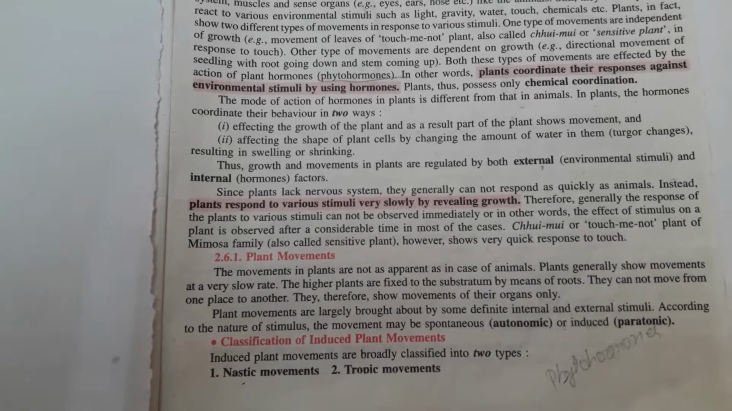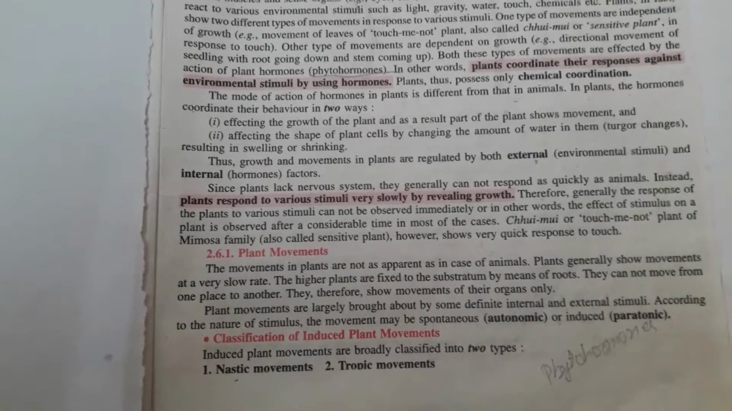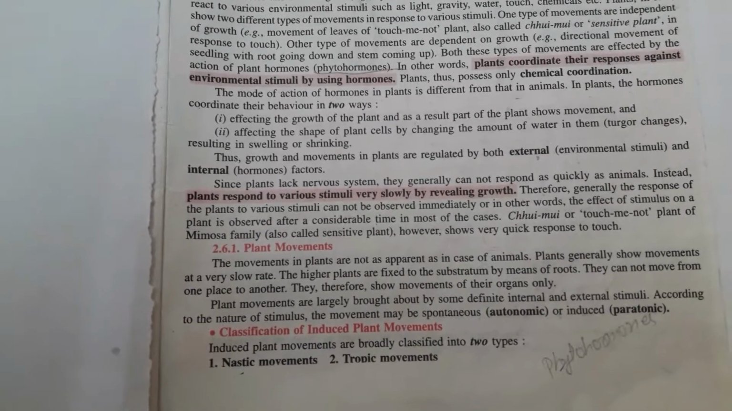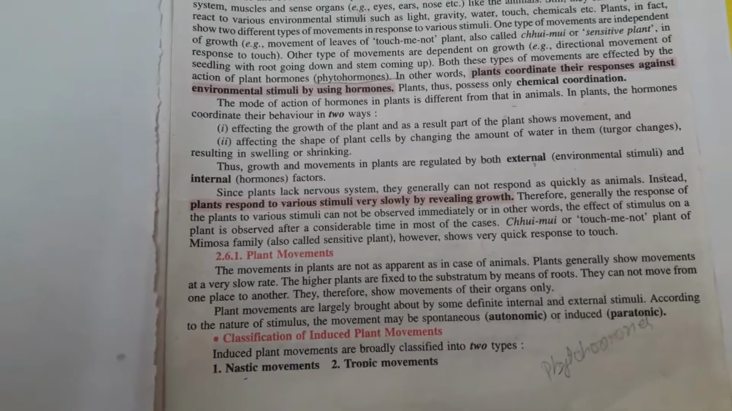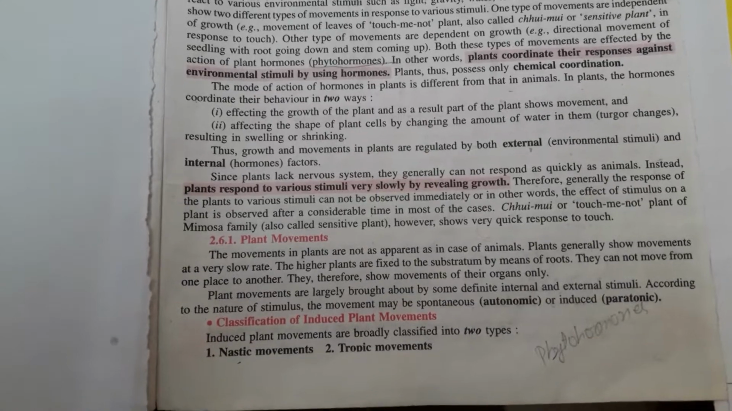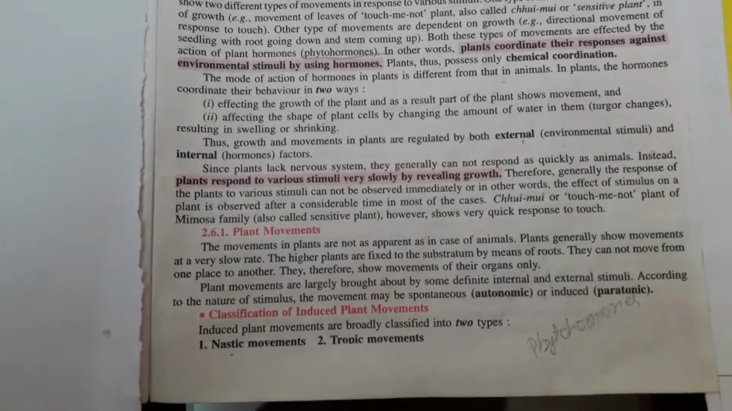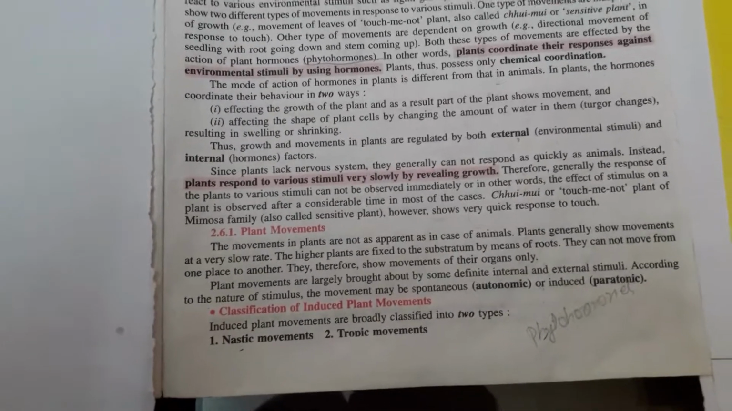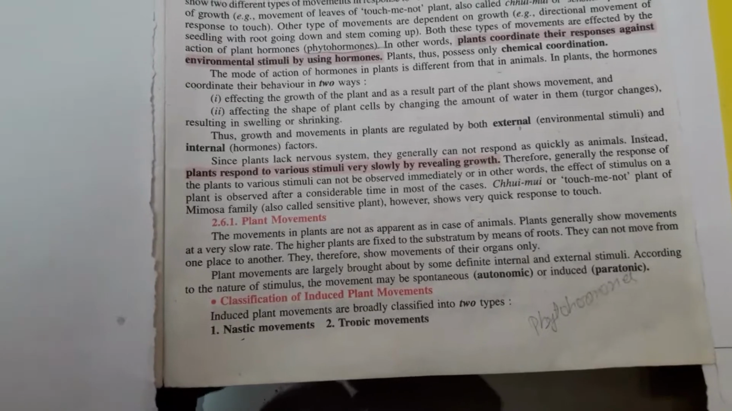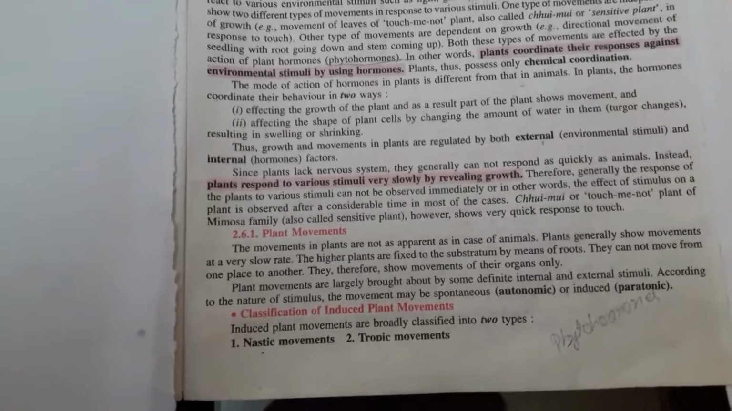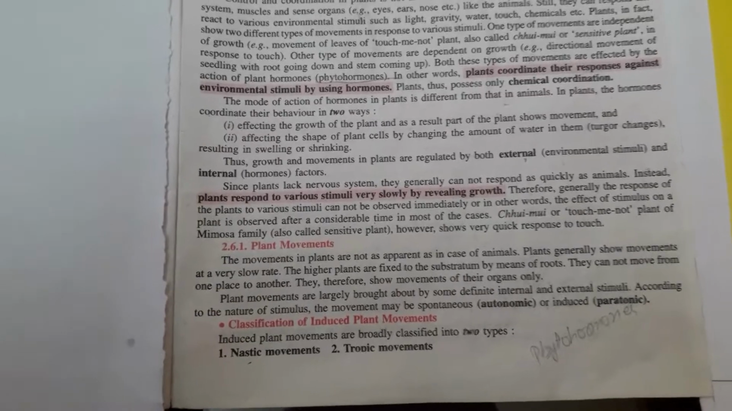The responses of plants to various stimuli cannot be observed immediately; in other words, the effect of the stimuli on plants is observed after a considerable time in most cases. For example, Chui Mui, which everybody is familiar with. That is called the touch-me-not plant, basically known as Mimosa pudica. Be prepared and alert, because this name is asked many times in board examinations. It is a very touch-sensitive plant. Whenever anybody touches it, its leaves close.